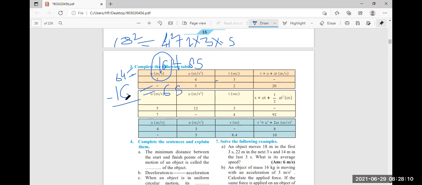6 years. Now subtract this. What do you get? 48. Then divide by 6. You will get the answer.